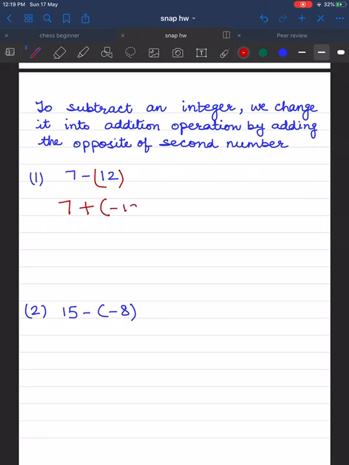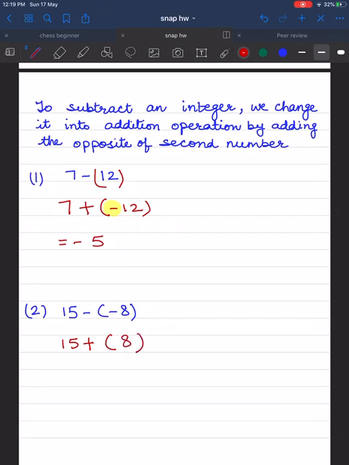First is 7 minus 12. Here I change the subtraction sign to an addition sign and I take the opposite of plus 12, which is minus 12. Now I can use the rules of adding integers. Here the two integers have opposite signs, so I find the difference of their absolute values. So 12 minus 7 is equal to 5. Now the greater absolute value has a minus sign with it, so I put a minus sign in the answer and I get minus 5.